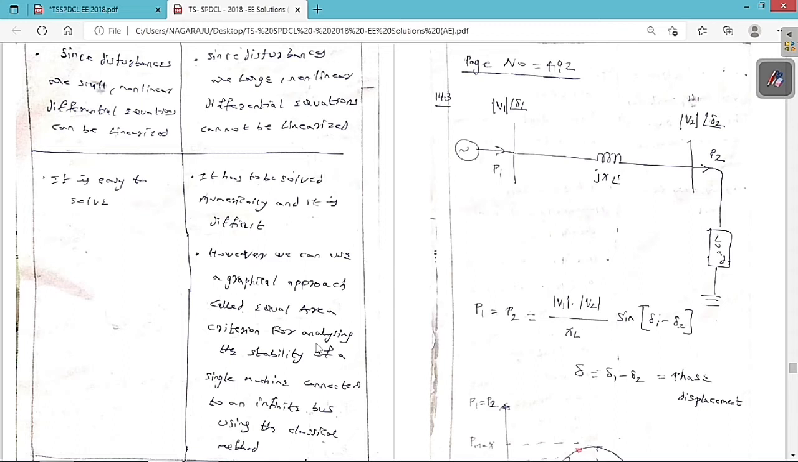So finally, I can say that for rotor angular stability, d delta by dt is equal to 0, then only the system is simply stable.